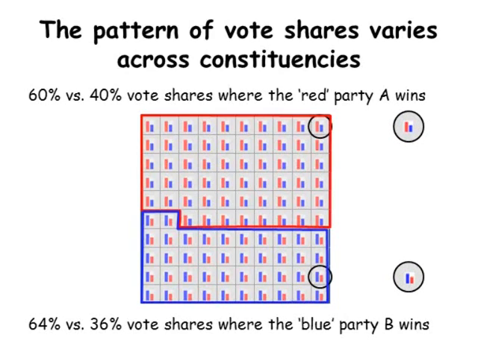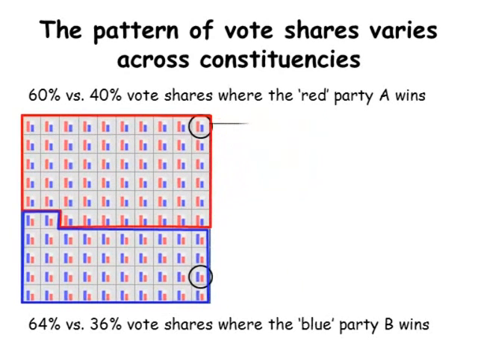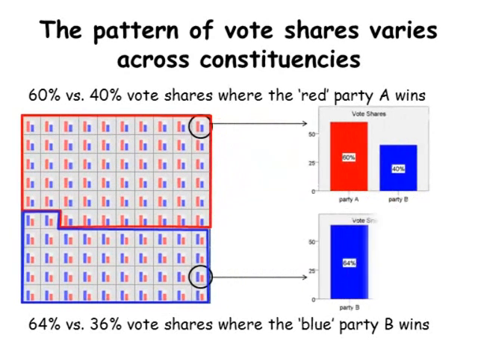Okay, there's the two constituencies, and if we think about the gap in those two constituencies between the lead party and the second party, we can see that difference. In the top constituency there, we can see that the red party has won 60% of the vote, and in the example down below, the blue party's won with 64% of the vote.